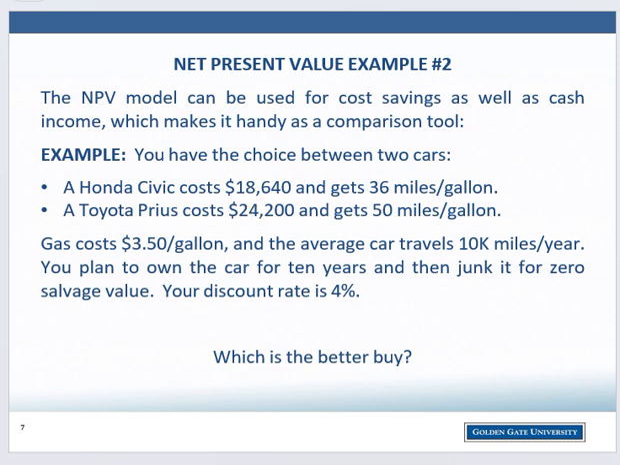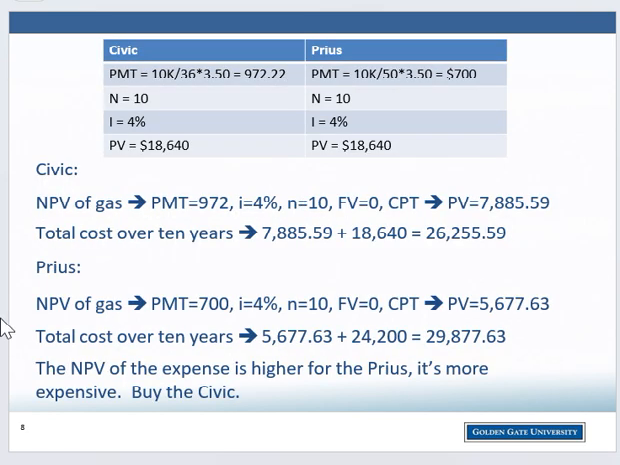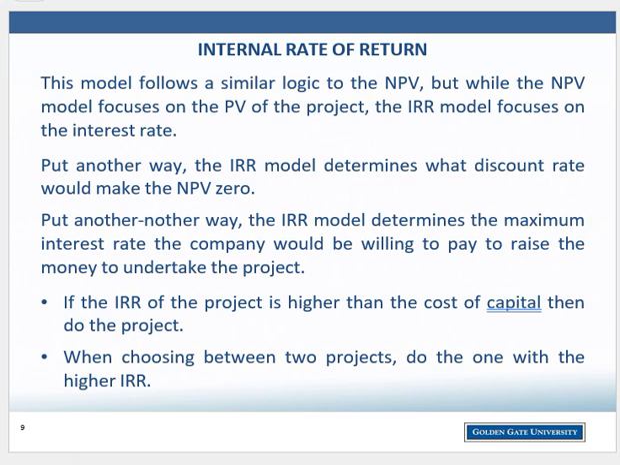We need to look at those, and we need to do sensitivity analysis around what if the gallon increases, etc. But this kind of gives you an idea of how net present value is used when you are comparing, let's say, two cars or two projects. The other metric that we are going to look at is the internal rate of return.